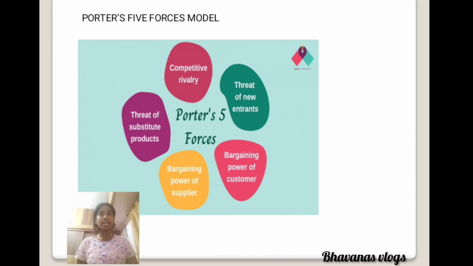Several factors contribute to the competitive rivalry in an industry, like the number of competitors. We can speak about the number of competitors and industry growth. While competing, we can increase our industrial growth. Exit barriers like financial cost or fixed cost may vary. This is about competitive rivalry. Basically it is competition between the same type of business in the industry.